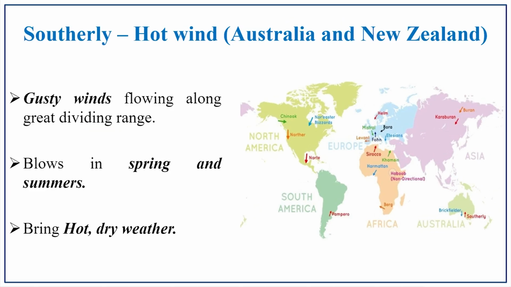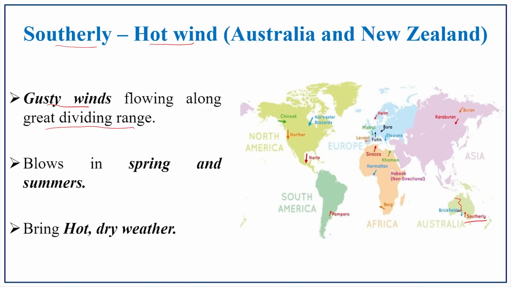The next one, we are coming to the Australia and New Zealand continent. That is the southerly wind, a hot wind. So, the southerly wind is blowing in Australia. It is a gusty wind flowing along the Great Dividing Range. While we look into Australia, we can see the central and western part of Australia is mainly covered with desert region. Because of this dry condition, this is a hot wind prevailing there.